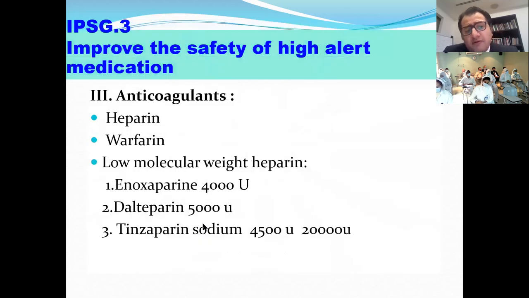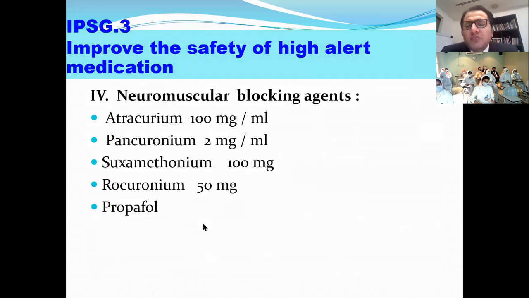Anticoagulants: heparin, warfarin, especially the unfractionated heparin, where the 25,000 international unit is a good example of high alert. Enoxaparin, dalteparin or other low molecular weight heparins, all these drugs are considered high alert medication. Also neuromuscular blocking agents like atracurium, pancuronium, vecuronium, and propofol. Those are very sensitive drugs that, whenever you inject them into the patient, lead to complete relaxation of the intercostal muscles, which will directly affect his respiratory rate and he might develop respiratory arrest.